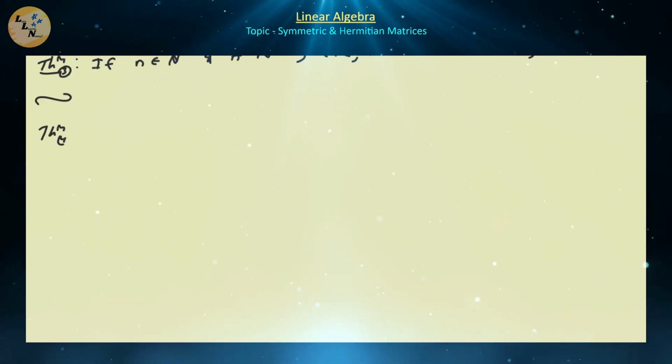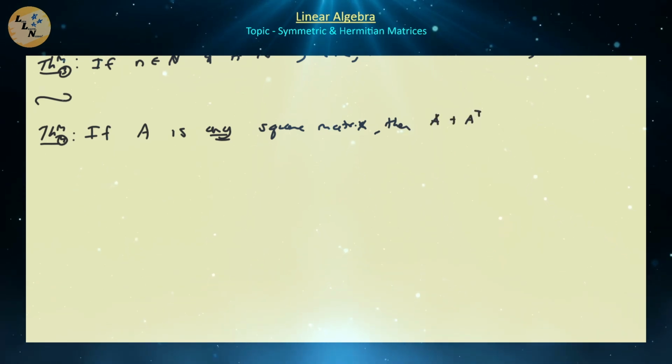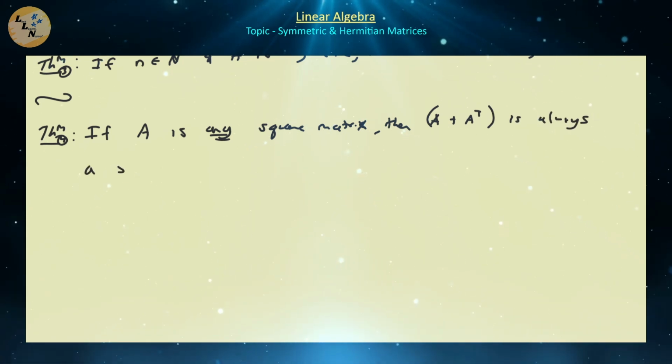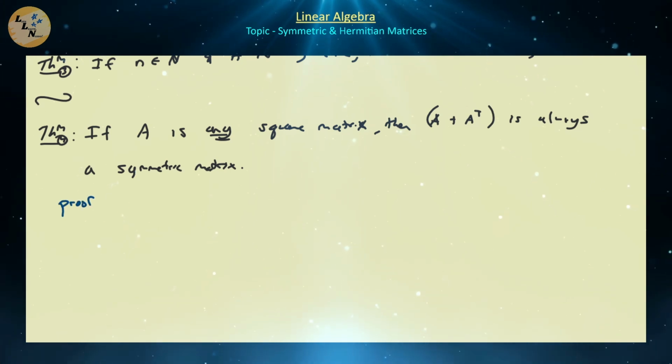Next theorem of interest. Suppose we have the following. If A is any square matrix, then the matrix A plus its transpose is always a symmetric matrix, even if A itself is not symmetric. Now this may, at least intuitively, come out as a little strange, but let's see if this is actually true. So A is any square matrix.